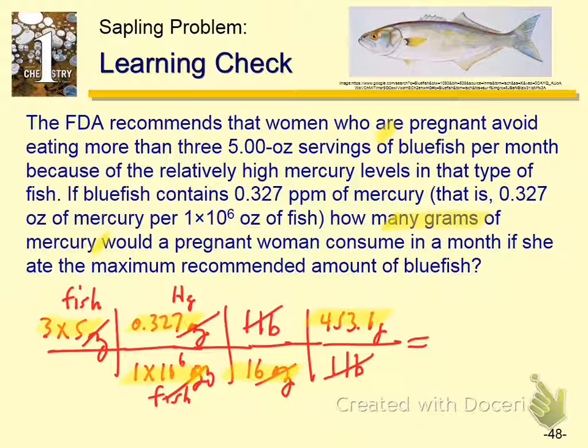What'd you get? 1.4 times 10 to the what? Negative 4? Okay. What'd you get? 1.4, same thing, okay? So we've got 0.000014 grams of mercury, which is 1.4 times 10 to the minus 4 grams.